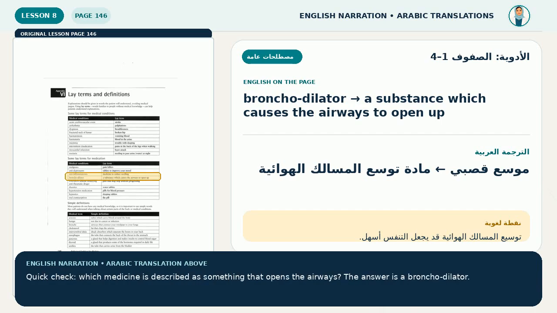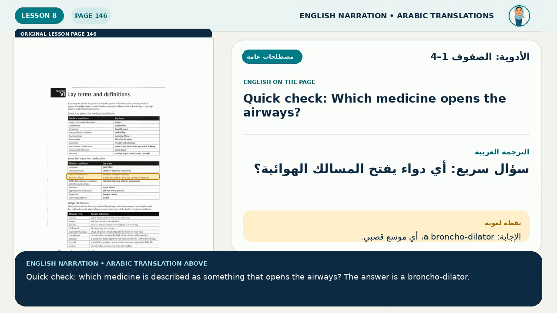Quick check. Which medicine is described as something that opens the airways? The answer is a bronchodilator. Read the Arabic question and answer on screen.